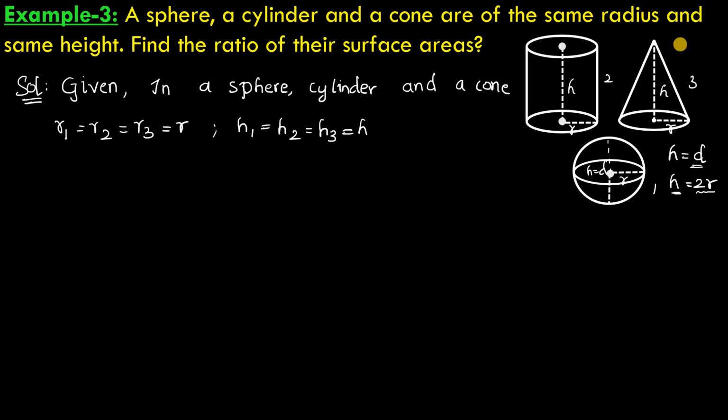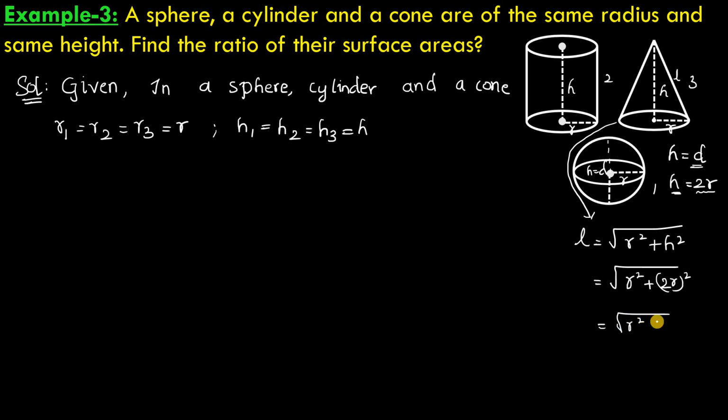For finding the surface area of the cone, we should know the slant height. I am doing that here. L equals root over r square plus h square. We know r is r, and h means 2r whole square, which is 4r square. 4r square plus r square is 5r square, so this is root 5 into r. Root 5r. H is 2r. I am writing here 2r.